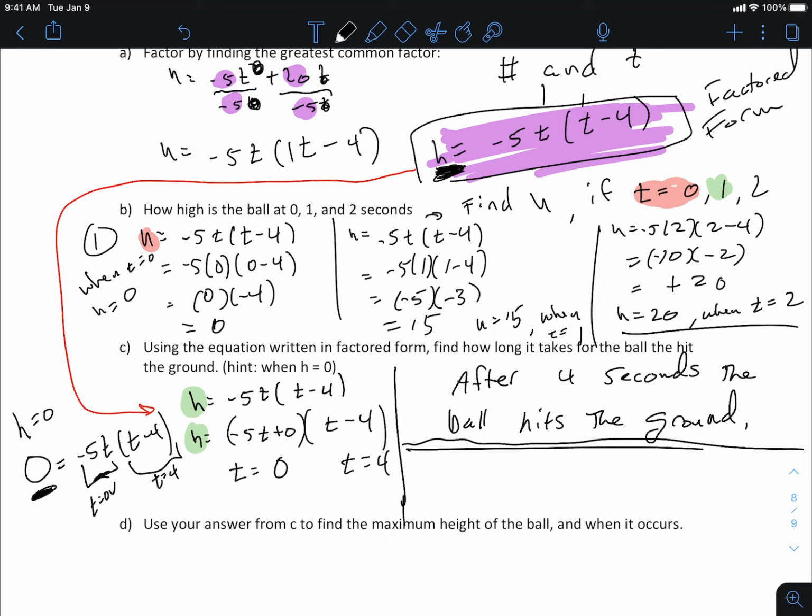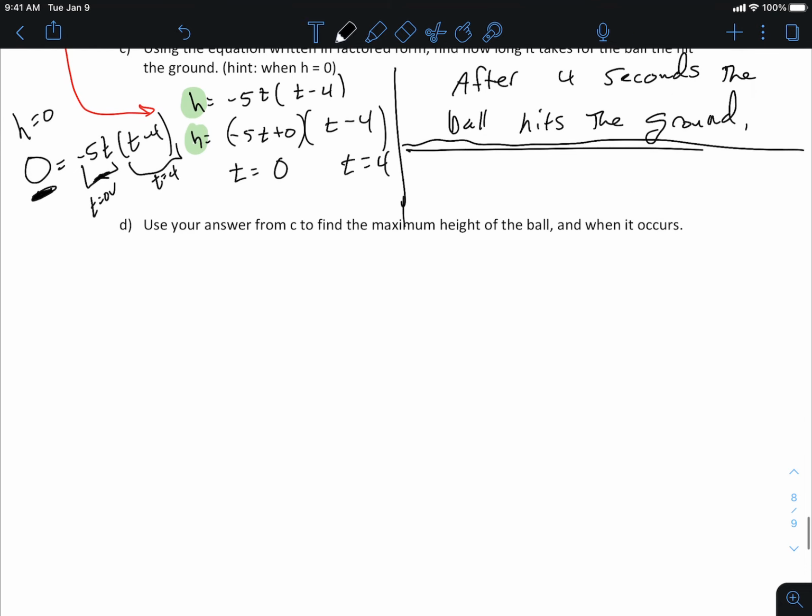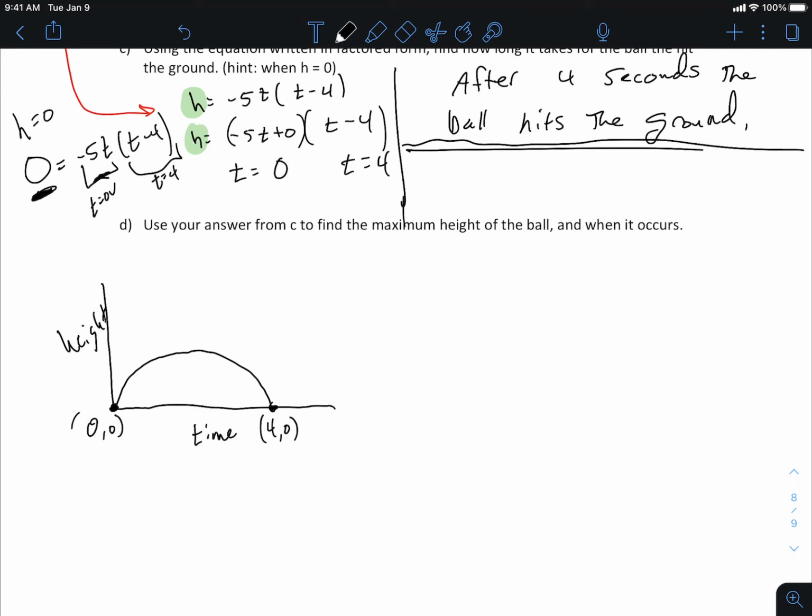Okay? Once you have this, if I were to sketch this, and hopefully from this morning's lesson, we've kind of got this figured out now. But if I were to sketch this just roughly, here's time down here. Here's height. We kick the ball, it goes up, and comes back down after 4 seconds, right? So that's going to be one x-intercept, and this one's going to be the other.